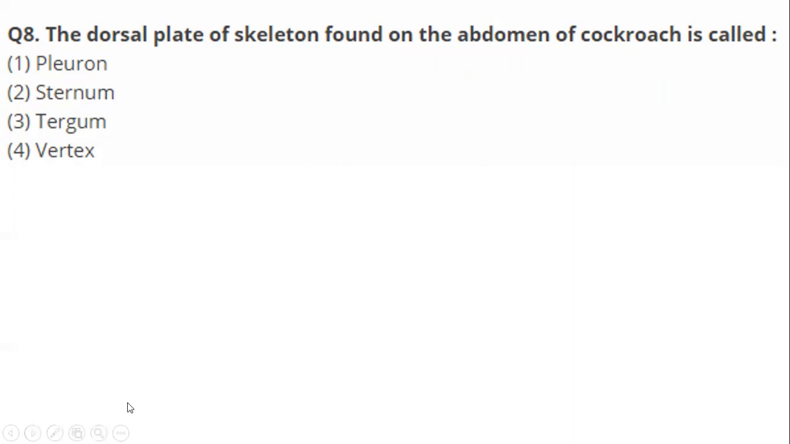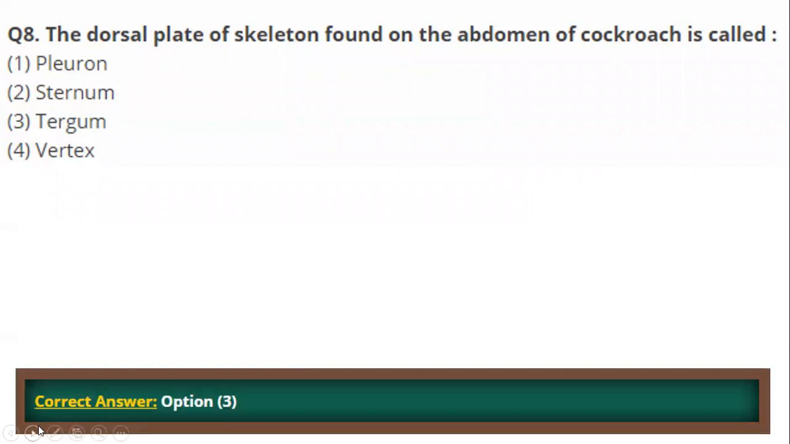The dorsal plate of skeleton found on the abdomen of cockroach is called pleuron, sternum, pterygum, or vertex. Identify the correct answer. Exactly, the answer is option 3, pterygum. Pterygum is the dorsal plate of skeleton found on the abdomen of cockroach. Ninth question on the screen.